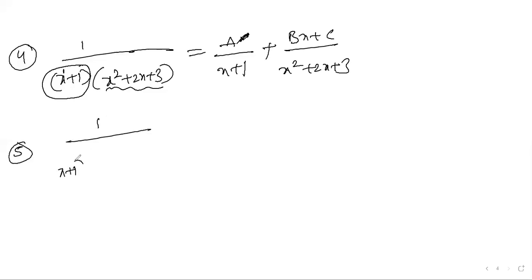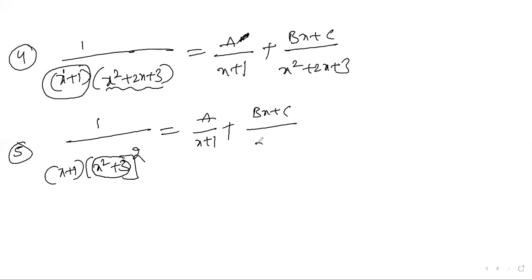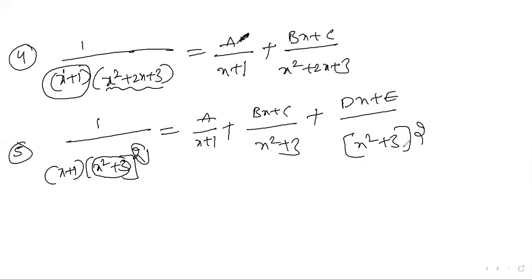If it is (x plus 1) and (x square plus 3) whole square. So how to write? A by x plus 1 is very common. Plus the internal thing, what is there? x square plus 3. For that, example, Bx plus C by x square plus 3. But the power is 2, so power 2 means you write as usual, next Dx plus E by x square plus 3 whole square. Are you clear? Nothing more is there, go like this, but it is doubled. You can make it like this.